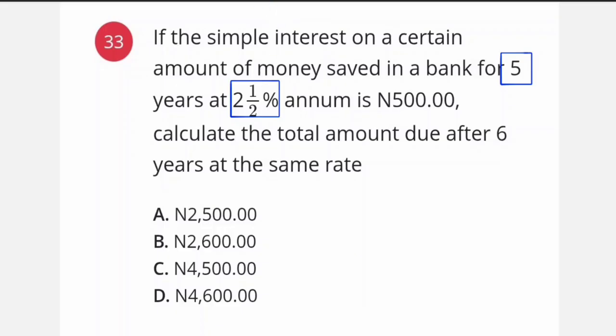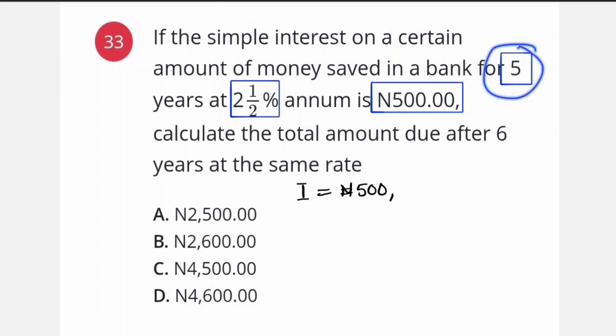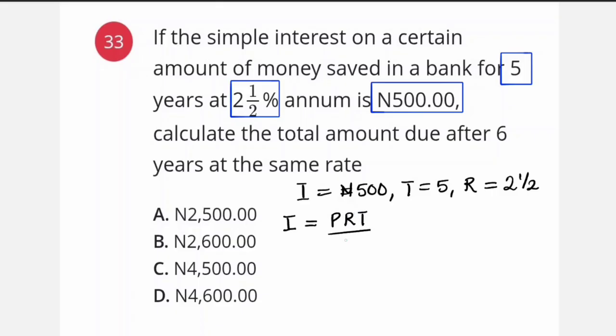So from the look of things, this is the simple interest on a certain amount, definitely the simple interest we are given, which is I. We are given I to be 500 naira. We are given time, which is 5 years, T, and we are given the rate as well, which is 2.5. So remember that simple interest is principal times rate times time over 100.